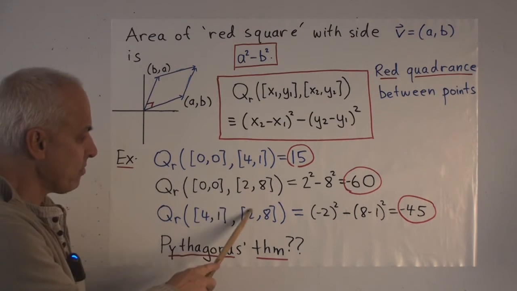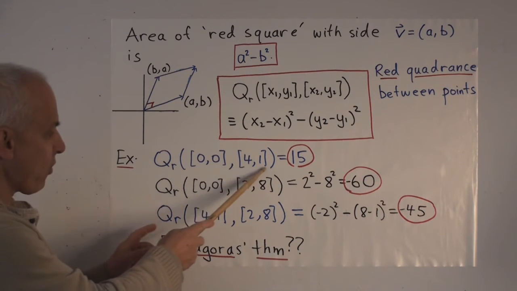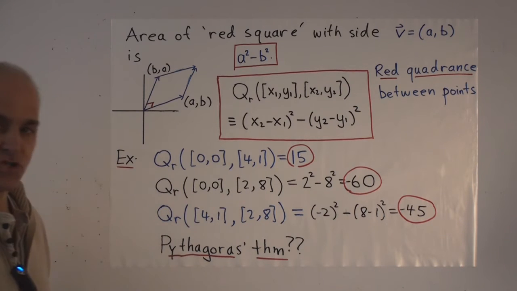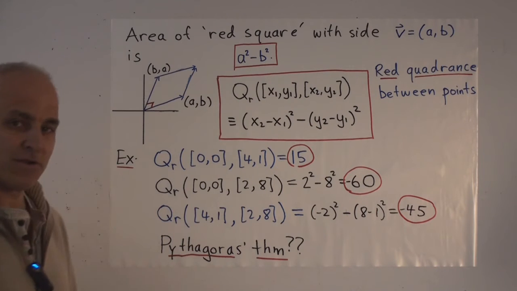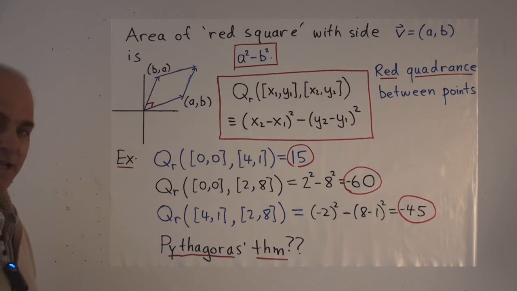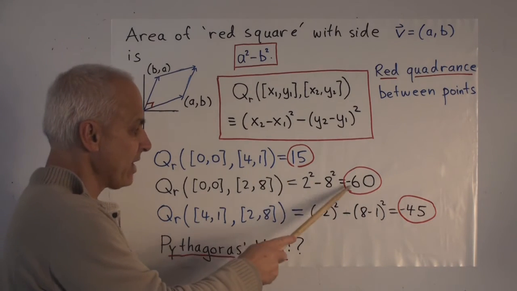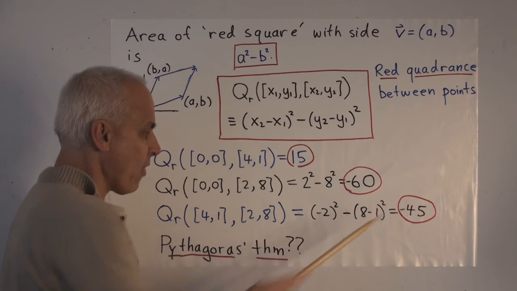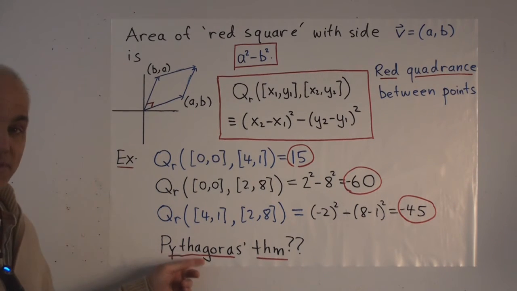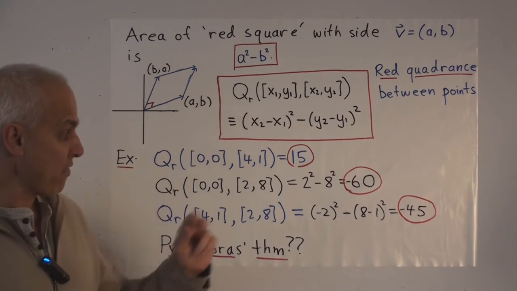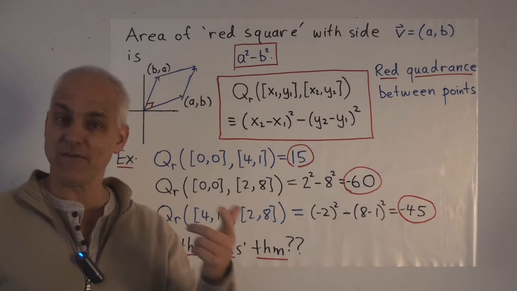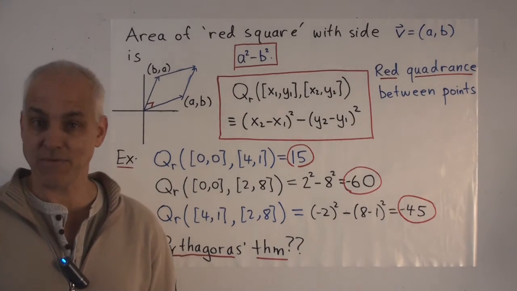Now these points here have been chosen so that the vector (4,1) is perpendicular to the vector (2,8). That's just a multiple of (1,4). So this is actually a right triangle here in a perpendicular sense of red geometry. And lo and behold, we see that this quadrance plus this quadrance equals this quadrance, suggesting that Pythagoras' theorem is also going to be holding in this red geometry, even though the quadrance has a completely different interpretation as before.